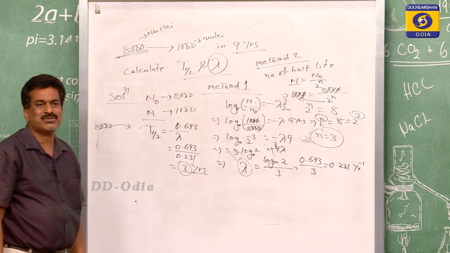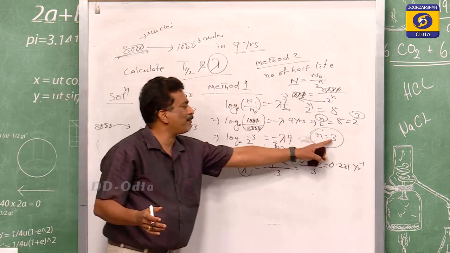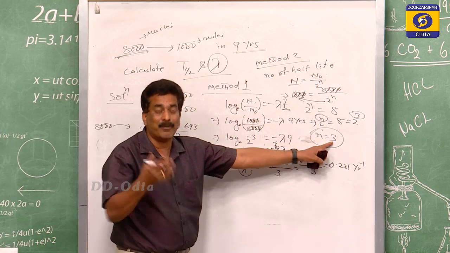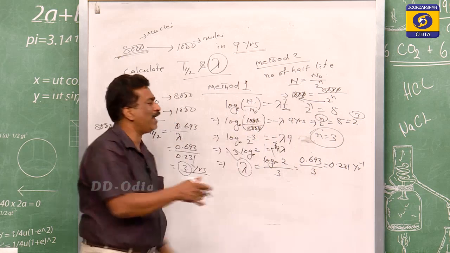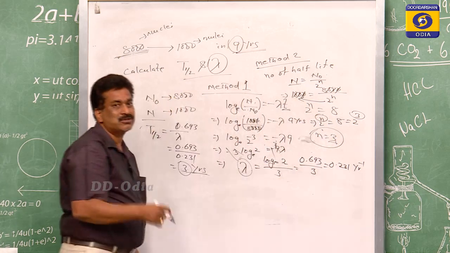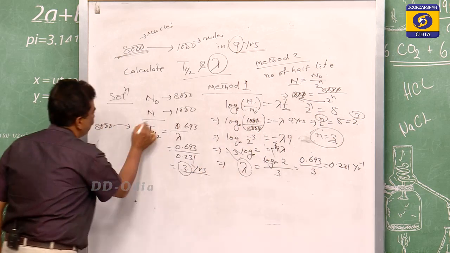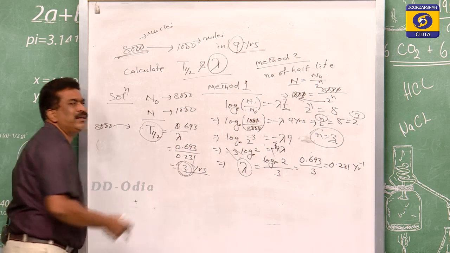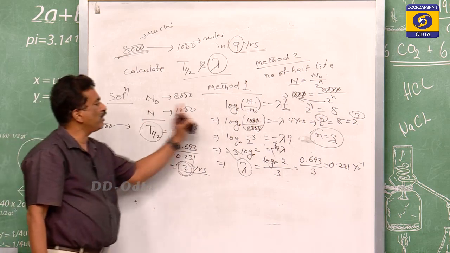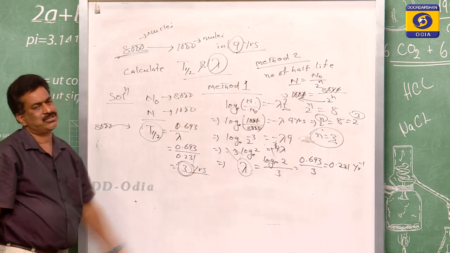N equal to 3 means what? To reduce the atoms to half takes one half life, and the number of half lives is 3. So for 3 half lives it is taking 9 years, and for 1 half life it will take 3 years. You see, the half life is 3 years. Either you go for method 1 or method 2, the answer will be the same.